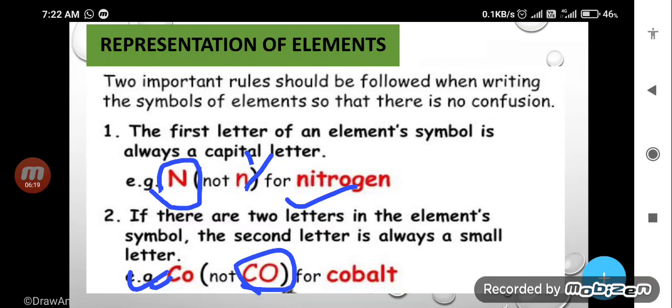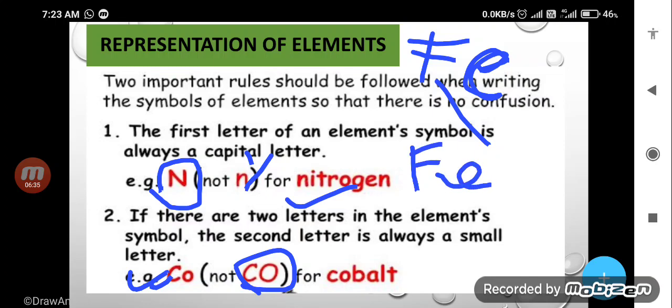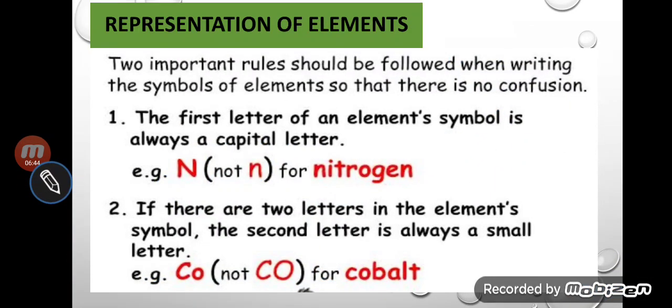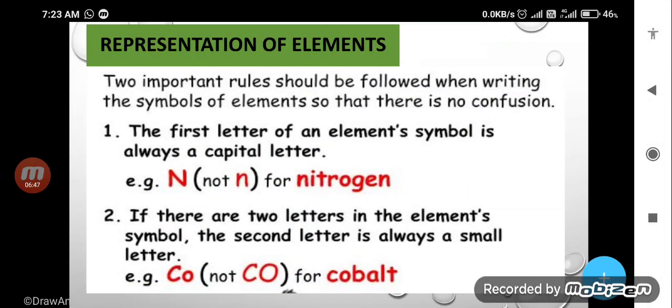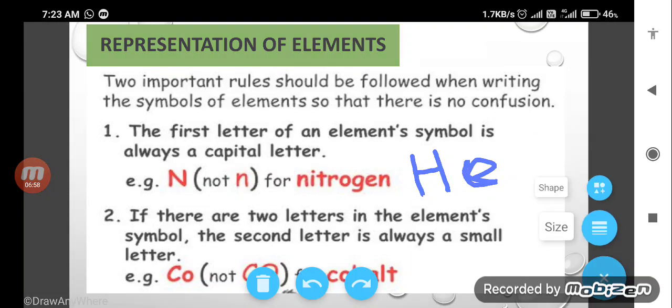Suppose you want to represent iron, iron is Fe. Actually this name is taken from the Latin word ferrum, and from this we write Fe, and the first letter must be capital and the second letter must be small. So we always write Fe, and it is a rule: first letter capital and second letter small. If we want to represent helium, we will write capital H and small e, He, helium. This is the way to represent the symbols of elements.